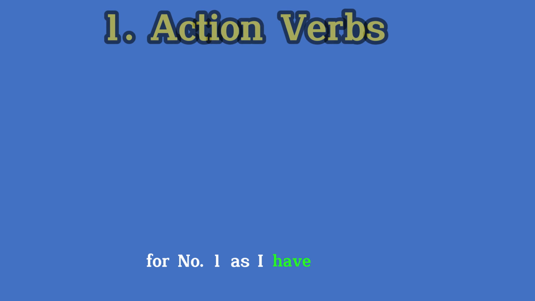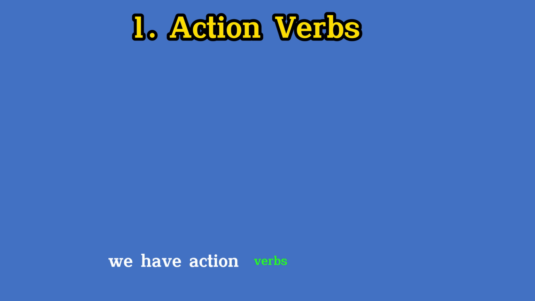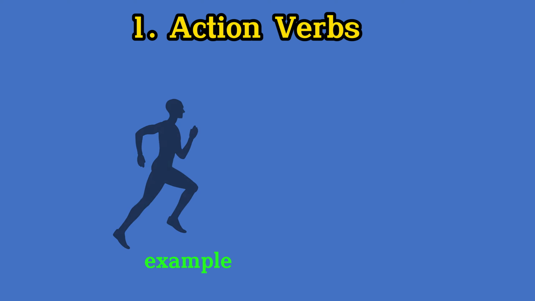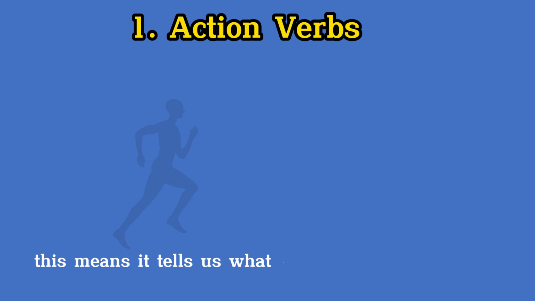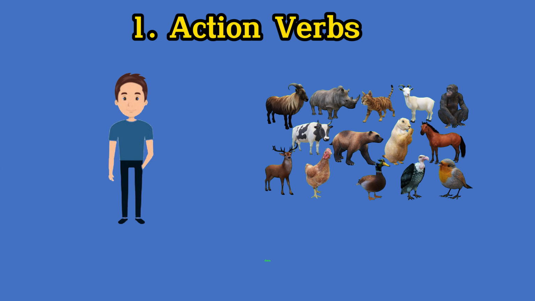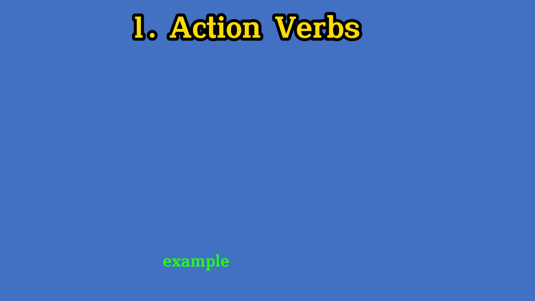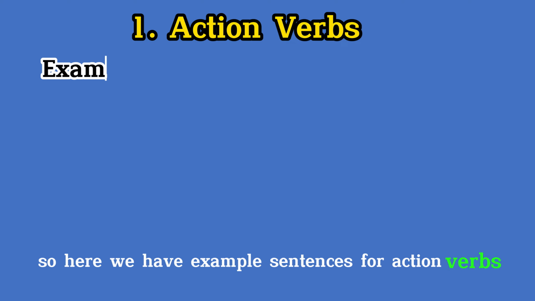For number one, as I have told you, we have action verbs. An action verb, also called a dynamic verb, describes the action that the subject of the sentence performs. Example, you can say, I run. This means it tells us what a person, animal, or thing does. Action verbs differ from stative verbs, which describe a state of being. Example, believe or want.